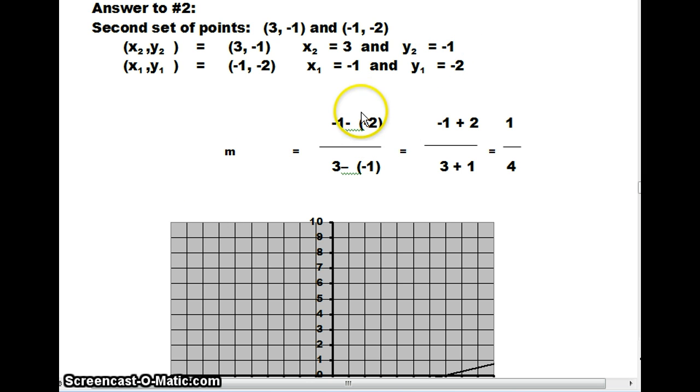Minus y sub 1, so it's minus a negative 2. Then we have x sub 2, which is 3, minus x sub 1, which is negative 1. So we've got negative 1 minus a negative 2, which is negative 1 plus 2, which is 1, and 3 plus 1, which is 4. If you did it a different way, you may have gotten negative 1 over negative 4. They're exactly the same answer.